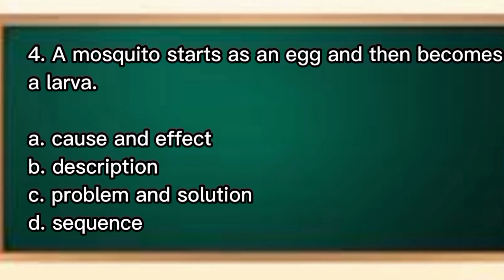Number 4. A mosquito starts as an egg and then becomes a larva. A. Cause and effect. B. Description. C. Problem and solution. D. Sequence. What might be the answer? Awesome! The answer is letter D, sequence.